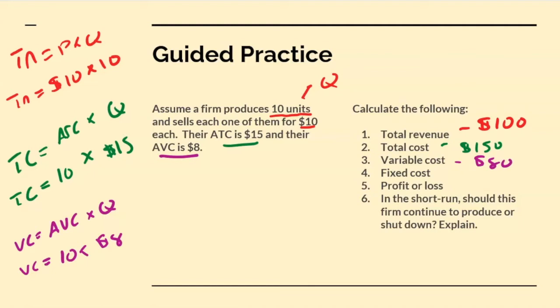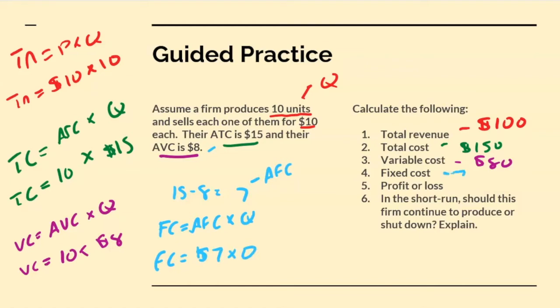Well, now our fixed costs, right? So our fixed costs, we're going to have to do something slightly different. Well, we know the average fixed cost is the difference between our ATC and our AVC, right? So 15 minus 8 gets us 7, which is our average fixed cost here. Well, here we could just do our fixed cost equals our average fixed cost times our quantity. So our fixed cost equals the $7 times 10, which gets us to $70 here.